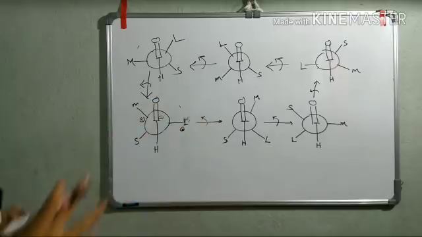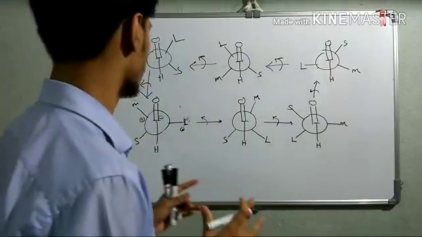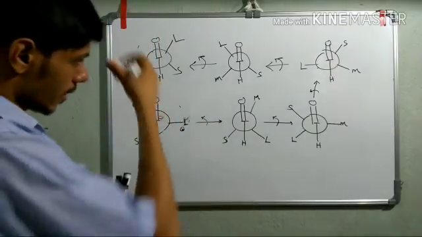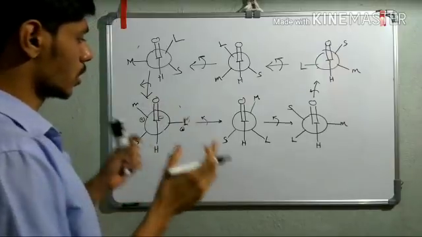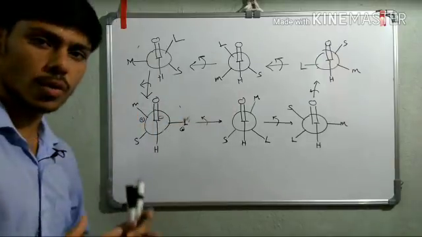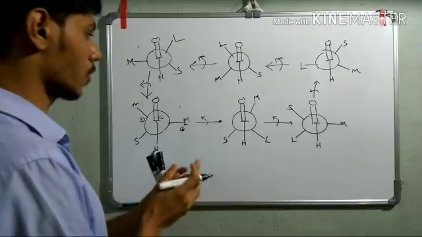So these 6 conformations are possible for this compound. Now in this case, one thing you should notice is that all these 6 conformations are not stable conformations.